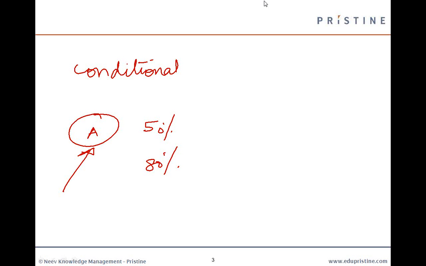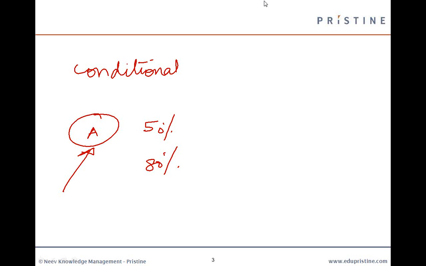The difference is because I have added a condition. In the second case, the condition was that the question paper is already leaked and you have your hands on that question paper. So your probability can change depending on the condition that is provided. And the probability that you assign, given that a condition has already occurred, is called conditional probability.